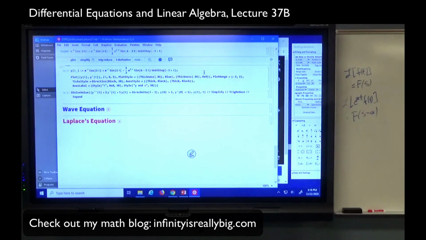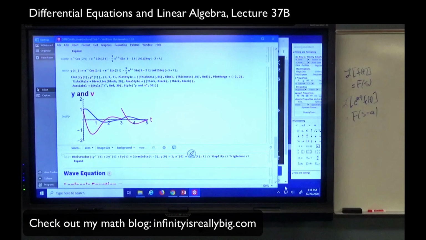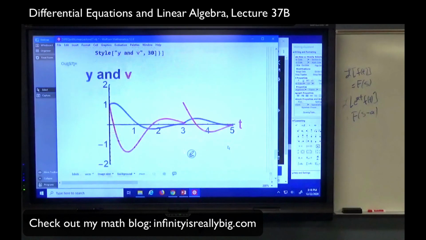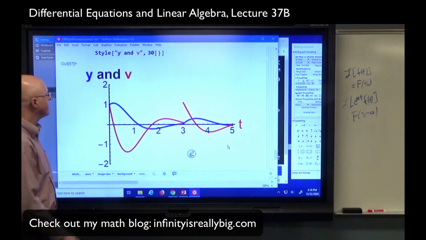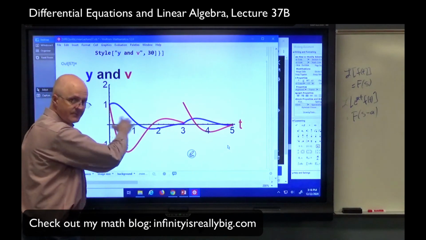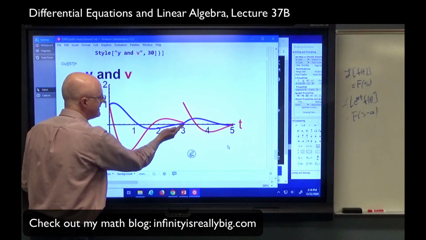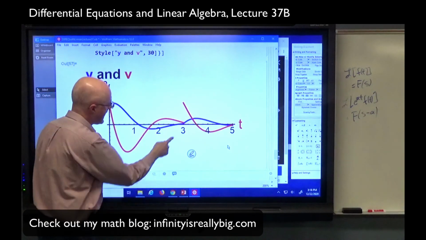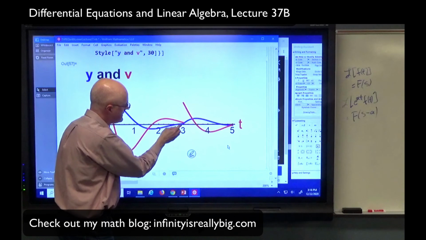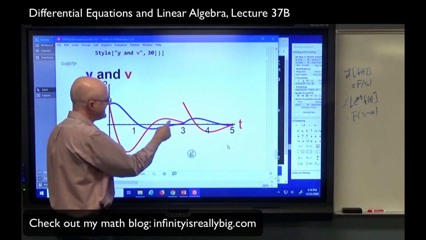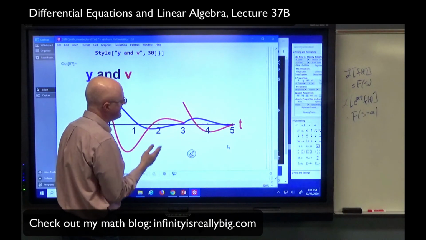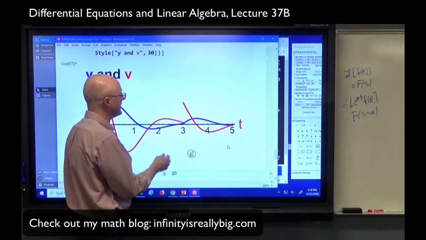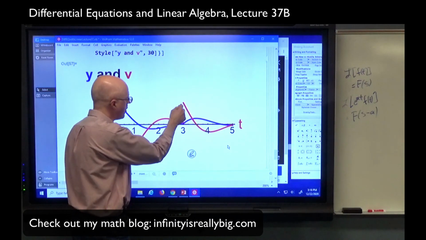If you do graph it, it's pretty interesting. y is in blue, that's the position, and v is in red, that's the velocity. So the position initially is a damped harmonic oscillator, but at time 3, you can tell something interesting happens, and it's not differentiable at 3, there's no tangent line there. And the velocity has a jump discontinuity there. Technically speaking, the velocity doesn't exist at t equals 3. There would be an open circle here and an open circle there.